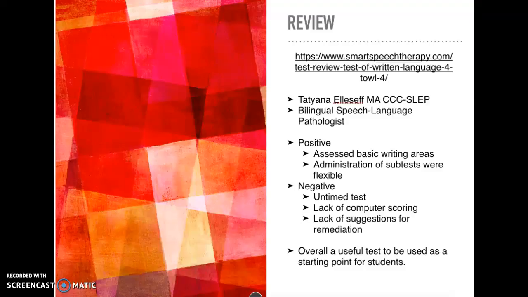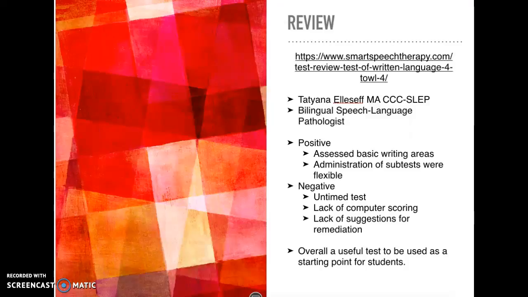It really assessed the basic writing areas, and the administration of the subtests was flexible and could be done over multiple sessions. Tatiana found the limitations to be that it's an untimed test minus the story composition subtest. She mentioned one student who took around 40 minutes to complete each subtest. She also found that it was primarily useful for students who have severe deficits in writing. The other limitations she found included a lack of computer scoring and a lack of suggestions for remediation based on the results of each subtest.